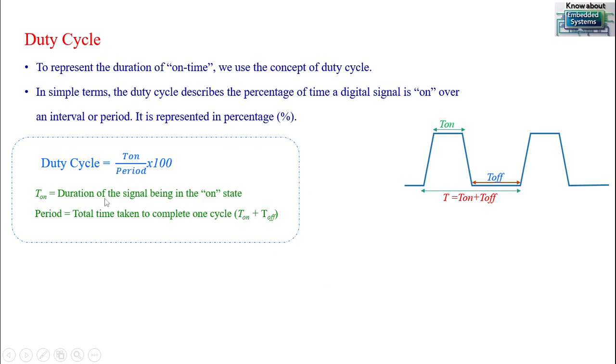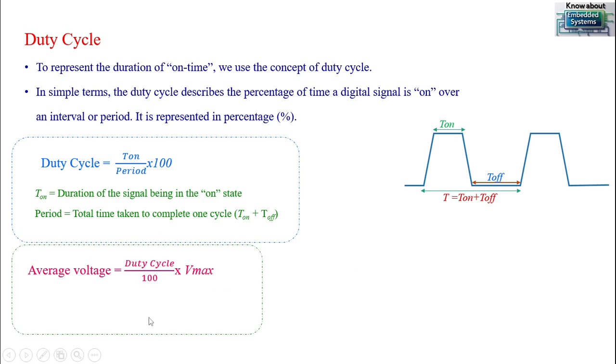To define the duty cycle, we have a simple formula here. Duty cycle is equal to on time divided by total time period, into 100. This is how we are going to calculate duty cycle. T on is the duration of the signal in the on state, and total period is equal to T on plus T off. Here you can see this is T off and this is T on. So totally T, the period, is equal to T on plus T off.